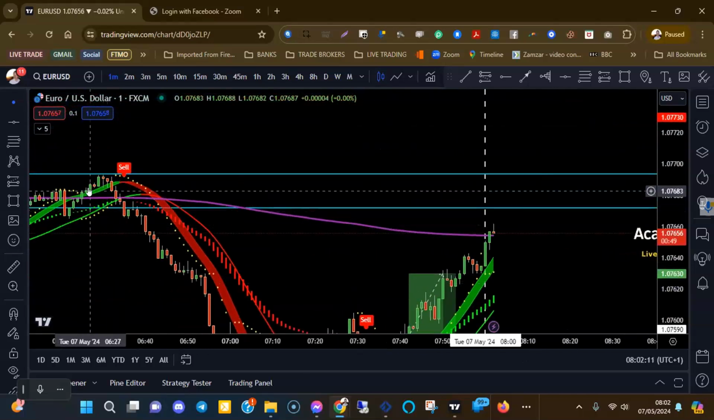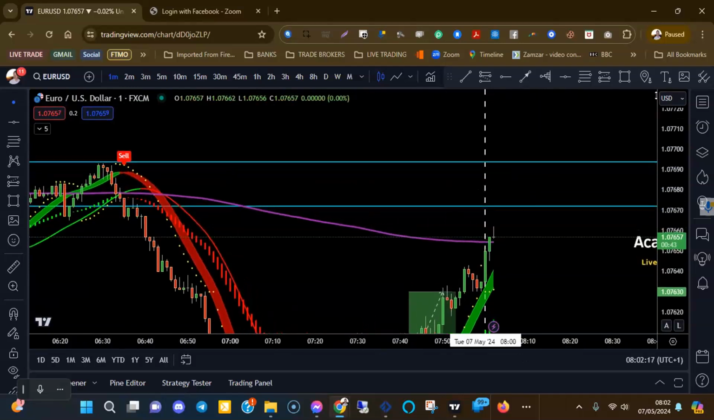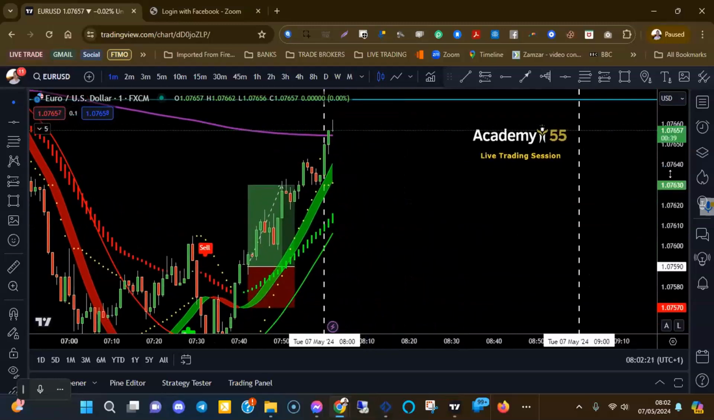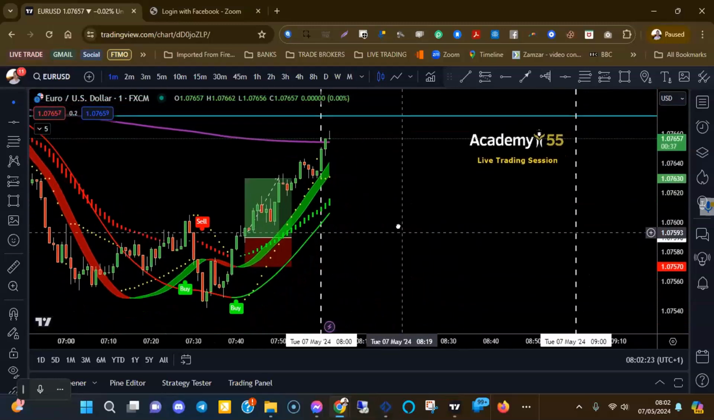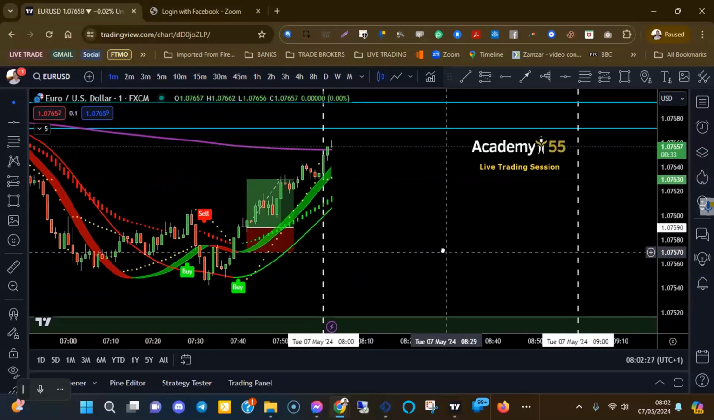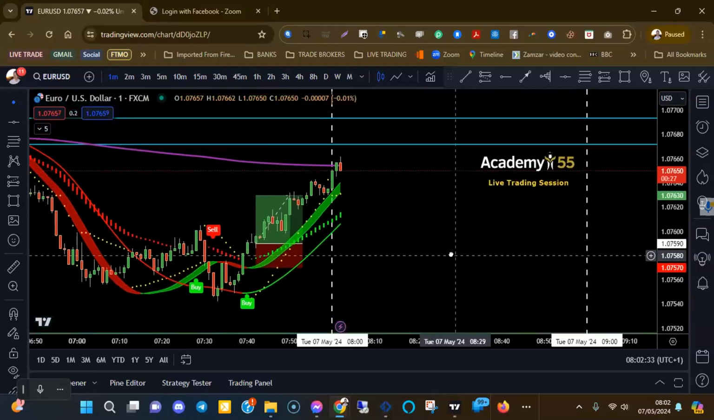All we know is these imbalances have to be filled out at some stage, but it's very much up to them. When I say them, I mean the bankers, how they would like to proceed. We don't know. We're just following in their footsteps, trading what we see, not what we think.